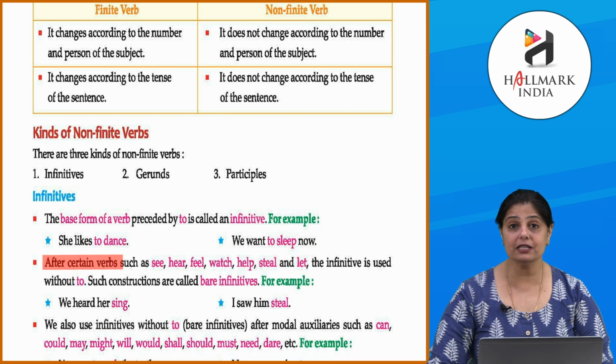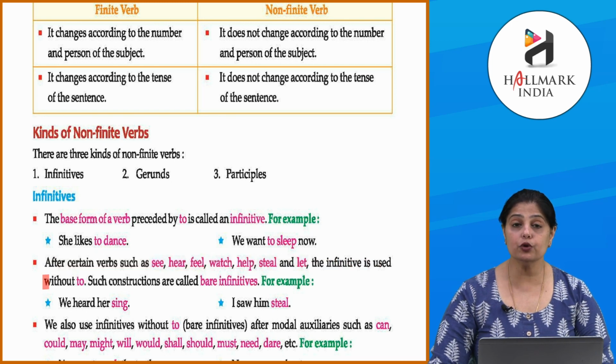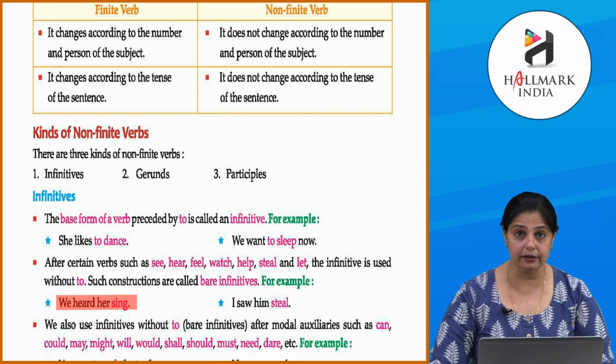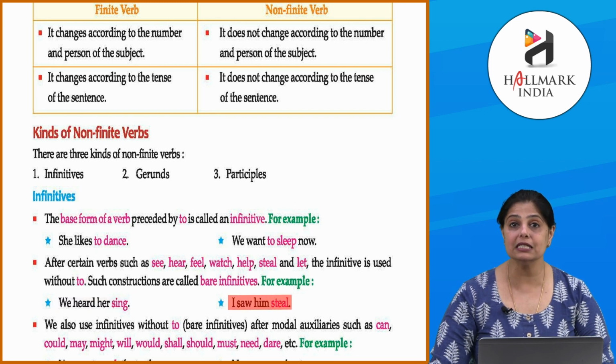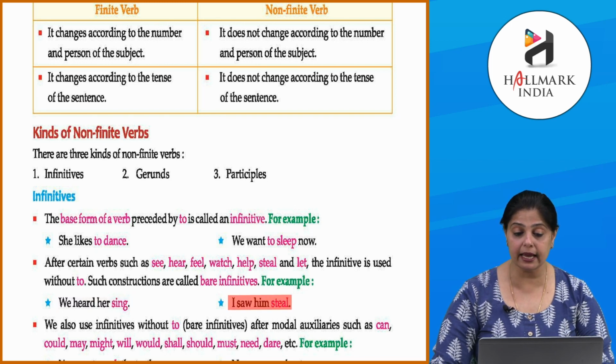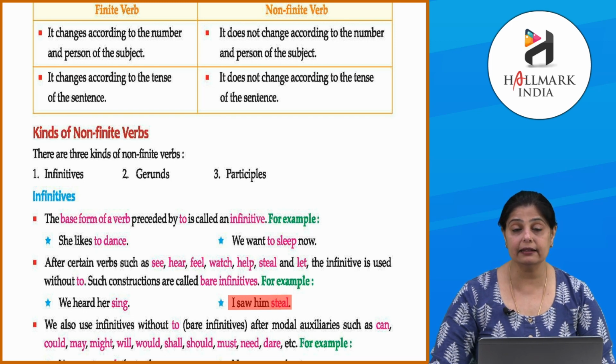After certain verbs such as see, hear, feel, watch, help, steal and let, the infinitive is used without to. Such constructions are called bare infinitives. For example, we heard her sing. I saw him steal. So these words, see, hear, feel, watch, help, steal and let, do not have the word to after them. That is why they are called bare infinitives.